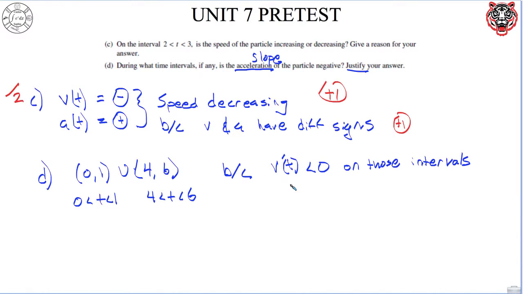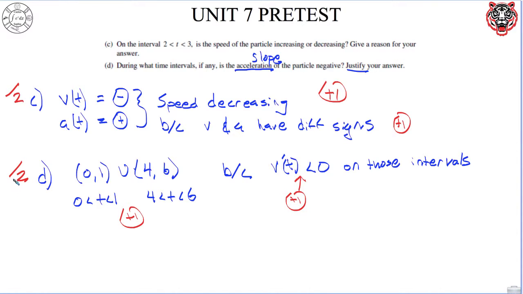This is just a definition that you need to know. This is slope, or it's the definition of acceleration when I'm given velocity. You need to know that that's v prime of t. So that's +1 if you have v prime of t is less than 0 or something along that line. And you give yourself another +1 if you have these two intervals correct. So that's also out of 2 points.